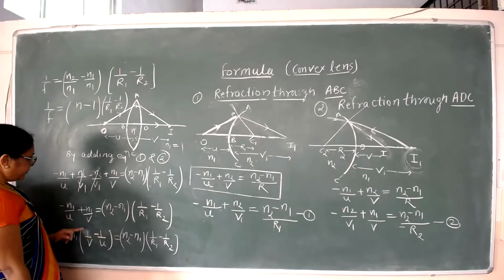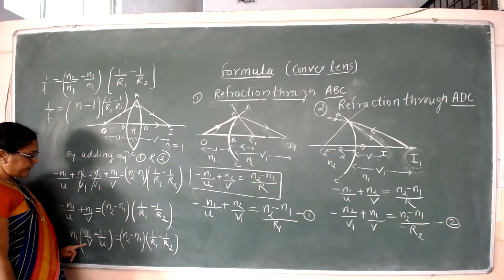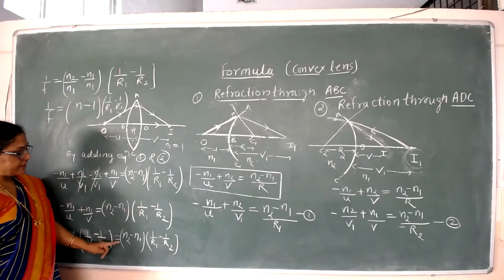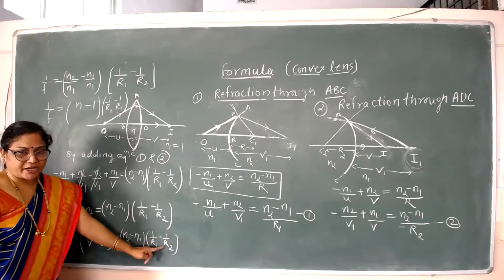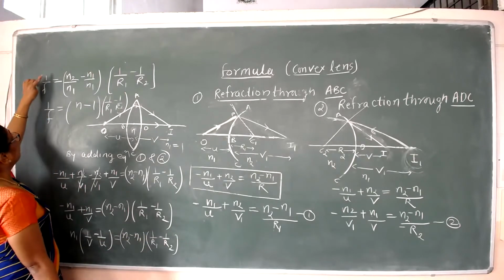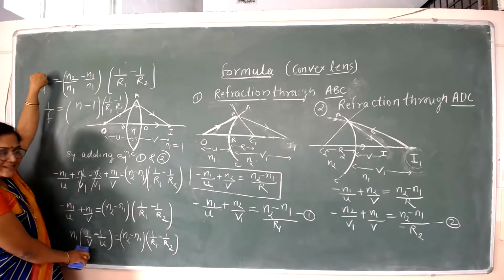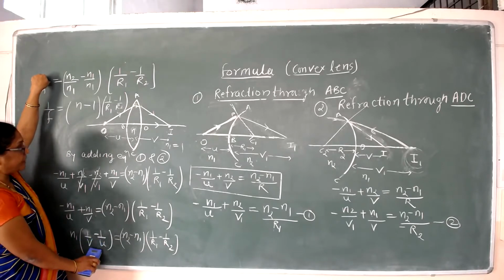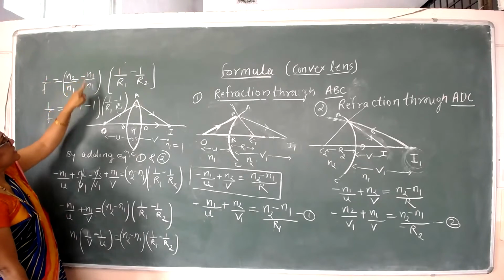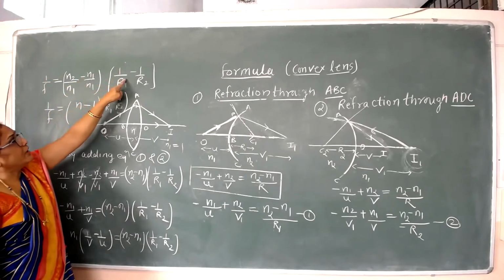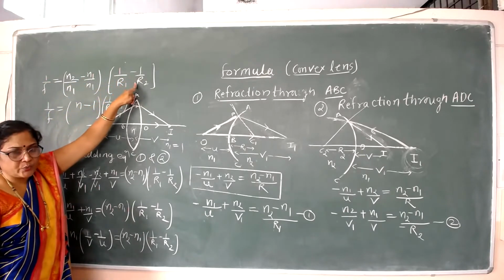Here, if we take N1 common, 1 by V minus 1 by U is equal to N2 minus N1 in bracket 1 by R1 minus 1 by R2, which is equal to 1 by f. Here, according to the lens formula, 1 by V minus 1 by U is equal to 1 by f, which is equal to N2 by N1 minus N1 by N1 times 1 by R1 minus 1 by R2.